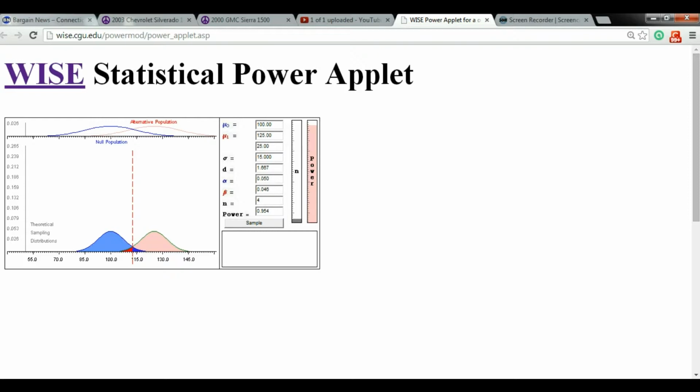Okay, so you basically got four variables that influence power. N is your sample size. As sample size increases, power increases because you have more evidence. Okay, alpha, as alpha increases, well, this red line, when you increase alpha, you move the red line to the left. Hence, that makes this red region smaller, that's type 2 error, and it makes this pink region larger. Power goes up. So when alpha goes up, power goes up.